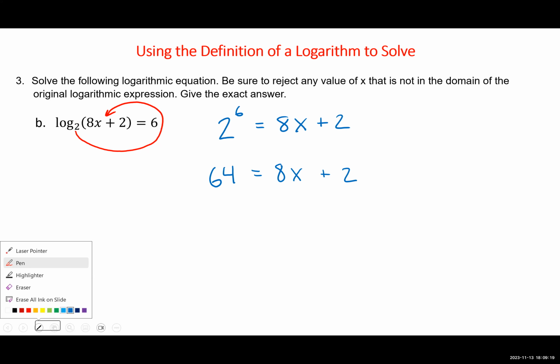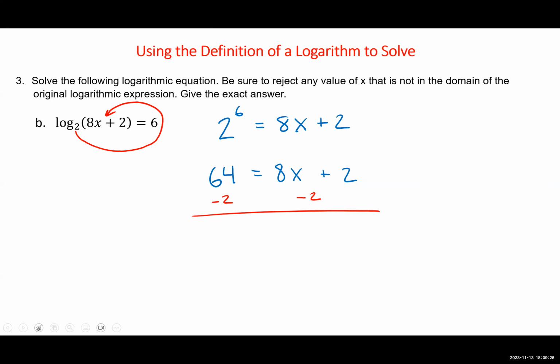We got 64 is equal to 8x plus 2. We want to solve for x. We could subtract 2 from both sides of this equation. That gives 62 is equal to 8x. Divide both sides by 8. We'll get x by itself. We got x is equal to 62 over 8. That's going to be 31 over 4.